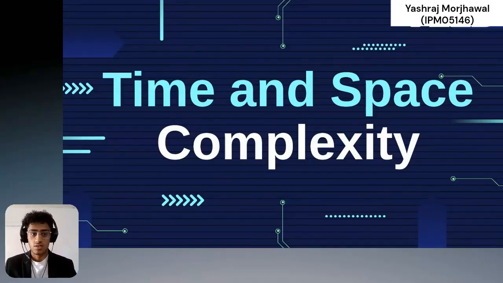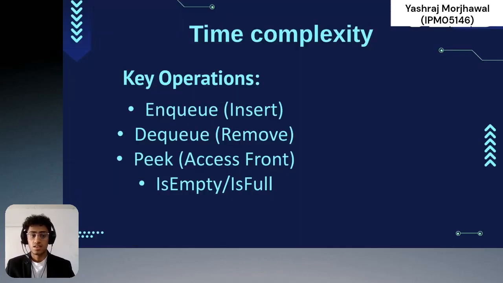Hi, I'm Yashar Marjwal from IPM05, and now I'll explain time and space complexity of queues. Now, it can be implemented in two ways, one using an array-based queue, and second using a linked list-based queue. Even though both methods are a bit different, they have the same time complexity for the basic operations. These are the main operations of the queue, which are enqueue, dequeue, peek, and lastly, is empty or is full. Now, let's see the time complexity of each one by one.